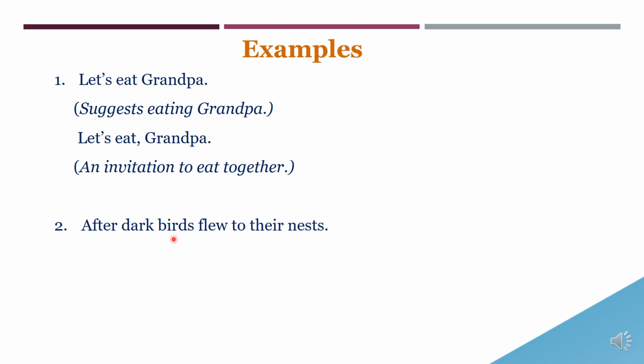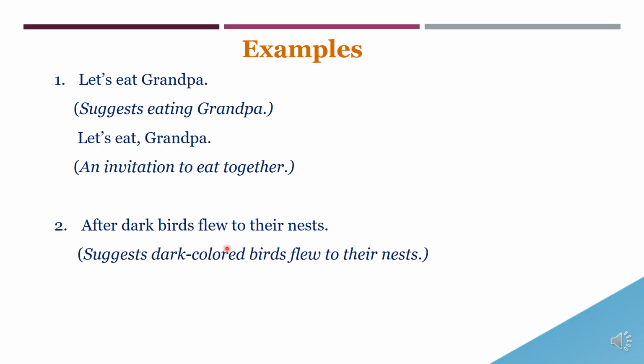Next example. After dark birds flew to their nests. Now, this sentence is a little bit different. Okay, it is not making any sense, correct? But when you read it, it means that dark colored birds flew to their nests. See, after dark birds, so it meant dark colored birds.